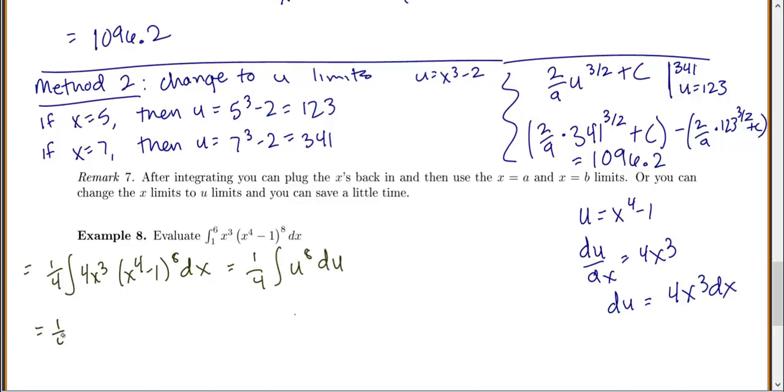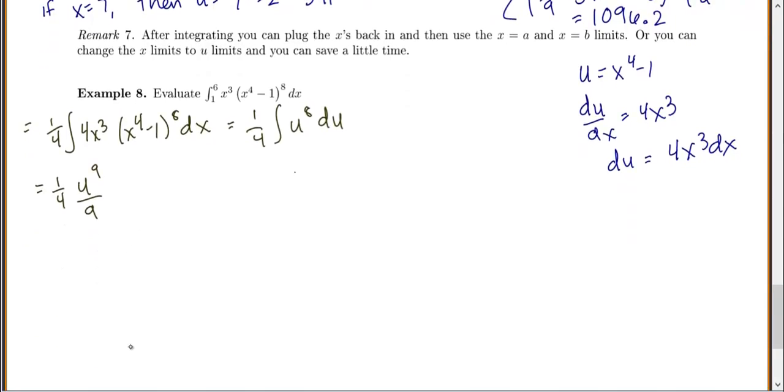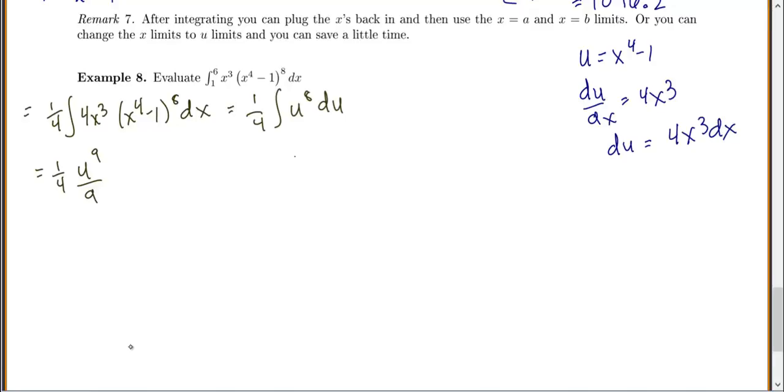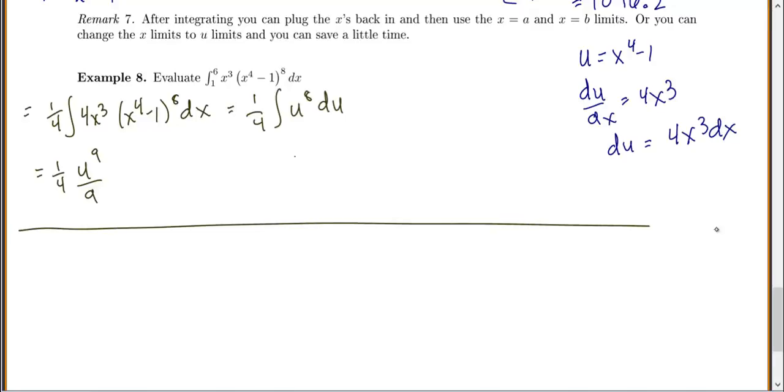So I integrate that. I still have the 1/4. This will be u to the 9th over 9. And normally I do a plus c, but at this point, let's not bother because we know we're evaluating, we know we have limits. So let's stop here. We do need to use our limits, but we have two options.